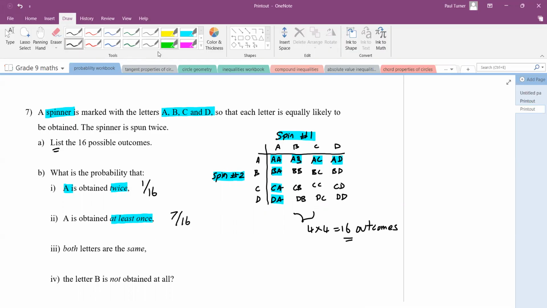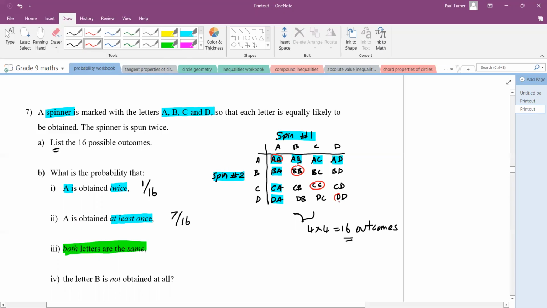Both letters are the same. So now we need letters that are the same. So that's like AA, BB, CC, DD. So where are they? We'll circle them. So we've got AA, BB, CC, DD. So these 4 here are the same letter. So we have 4 out of 16, which is going to be 1 out of 4. So simplify your fraction when you can.